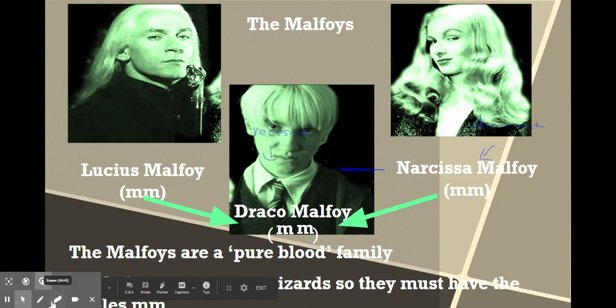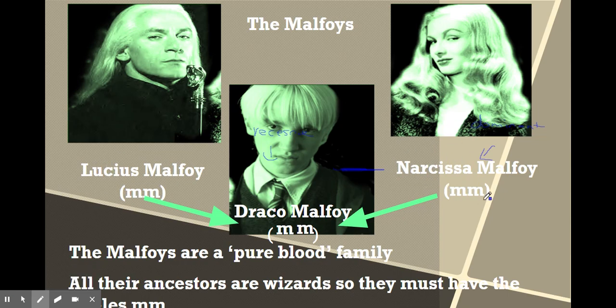So let's look at the Malfoys first. The Malfoys are considered pure blood families. So you've got Lucius there, and you've got Narcissa Malfoy there. Not the right picture. Let me get rid of those diagrams that I've got on there. Basically, they're a pure blood family, so all of their ancestors have two of the recessive magic genes. Okay, so we've got mm there, we've got mm there, which means Draco's going to have mm. So they are pure blood wizards.